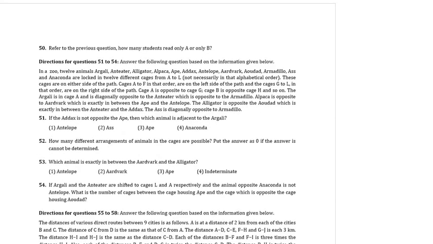Again, this was a fairly straightforward question. 12 animals, 12 cages, A to L, cages on either side of the path. So A to F are on one side, G to L are on the other side, and then you just fill the arrangement. So this was more like MHCET in CAT, but this was given like a variety.